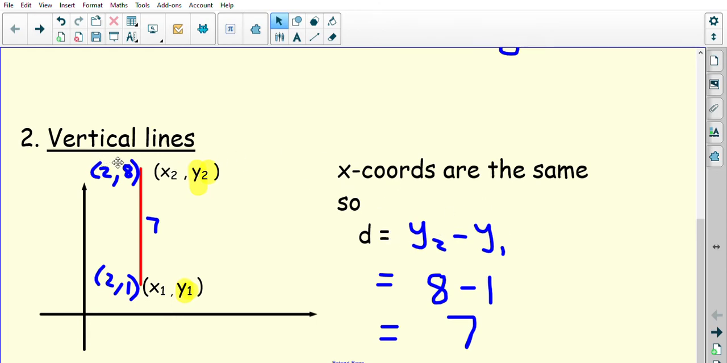Again, we've labelled our coordinates x2, y2 and x1, y1, so we know which one's which. So y2 minus y1 will be our distance. Therefore, it's going to be 8 minus 1, so that line has a distance of 7.